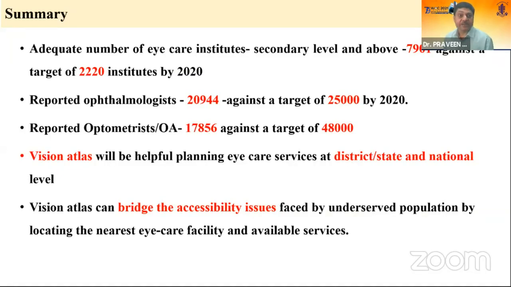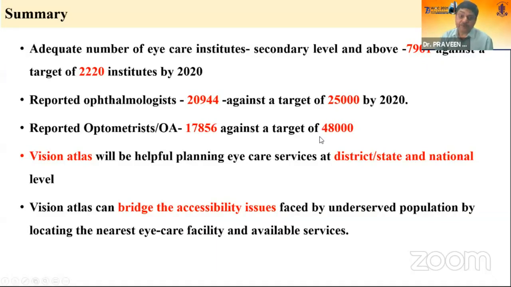To summarize, an adequate number of eye care institutes are there, at around 7,900 institutes against a target of 2,220 institutes at secondary and tertiary level. Ophthalmologists are 20,944 against a target of 25,000, nearly 80%. Optometrists and ophthalmic assistants are really lacking, just 17,856 against a target of 48,000.